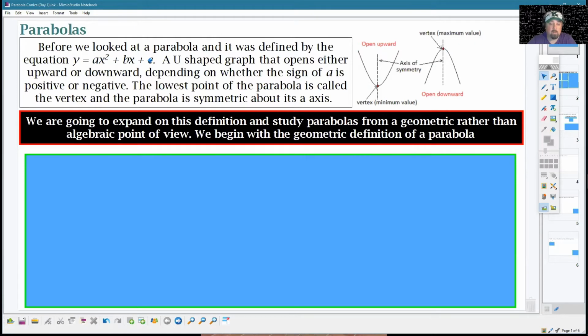this is where we learned all our factoring and everything else that we would do with this. But it was a U-shaped graph that either opened upward or downward depending on whether the sign of a was positive or negative. The lowest point of the parabola was called a vertex, and it was symmetrical about its axis, right here in the middle. Okay?